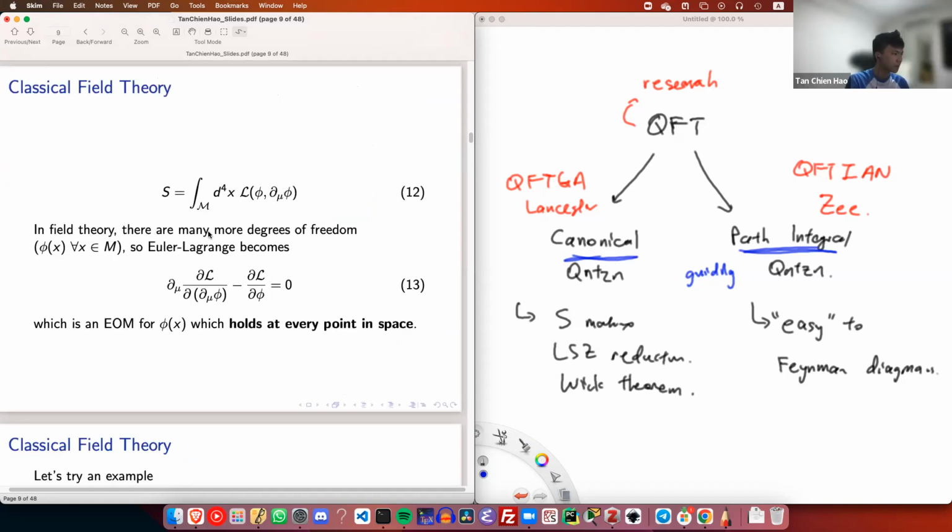So if we extend it to classical field theory, then you get the same thing. You can think of the field phi. Previously, we had the coordinates q_i, which could be r and theta, or x and y.